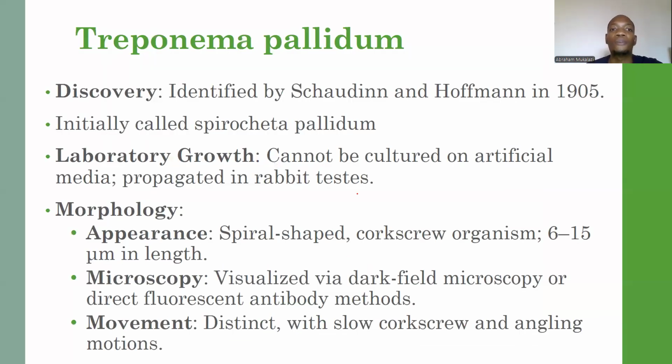Treponema pallidum, this bacteria is special because it was first described or isolated by Hoffman and a friend in 1905. Initially it was called Spirocheta pallidum because it is a spirochete, and then later on the name was changed to Treponema pallidum. This is one of the bacteria that cannot be cultured or propagated even up to date. Its culturing has only been possible in the testes of rabbits.